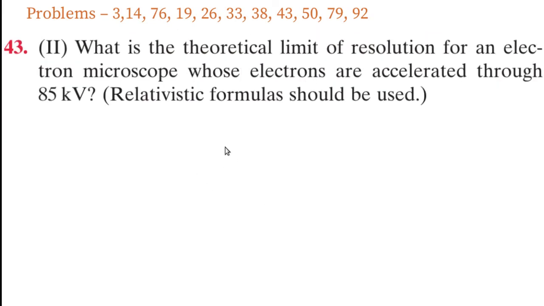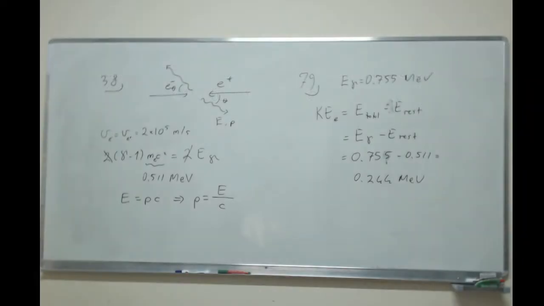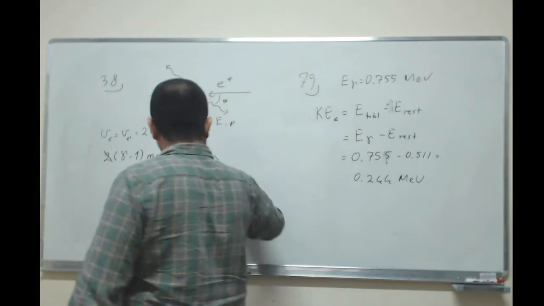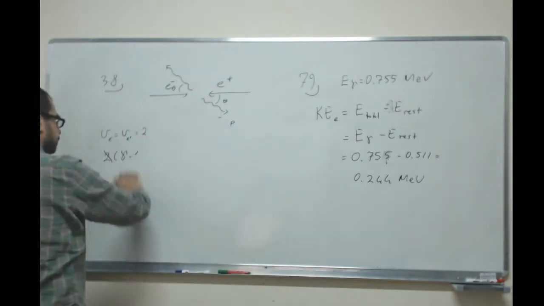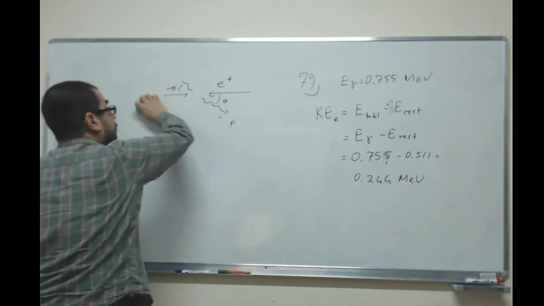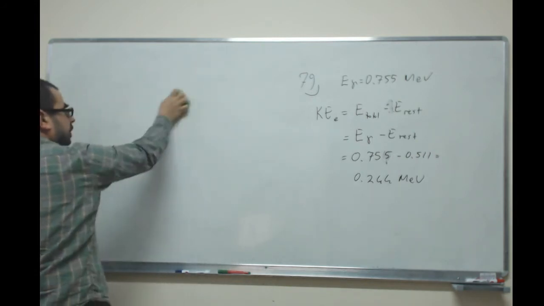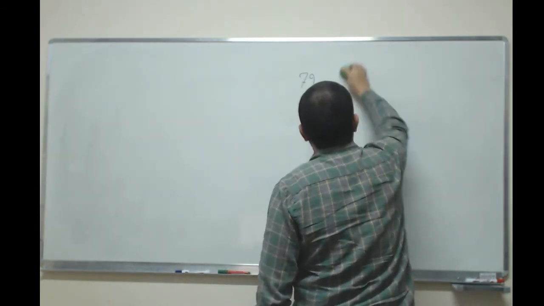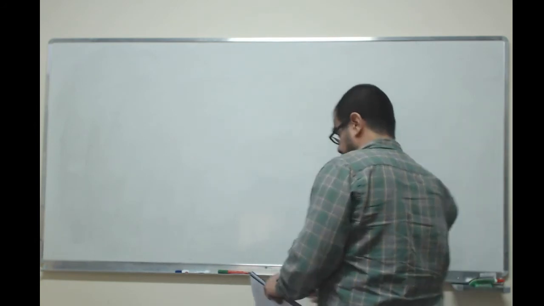Okay. So 43 is what's the theoretical limit of the resolution of an electron microscope whose electrons are accelerated through 85 kilovolts, and they are telling us that the relativistic formulas should be used. So now, how do we determine the resolution of a microscope? Well, that's dictated by the wavelength of the light that we're using. The same thing happens for an electron microscope. The electrons are accelerated through a certain potential that leads to a certain wavelength for these electrons, the de Broglie wavelength.